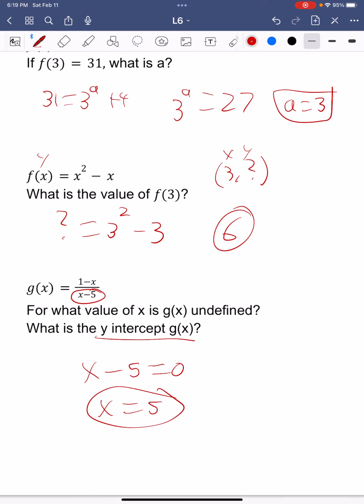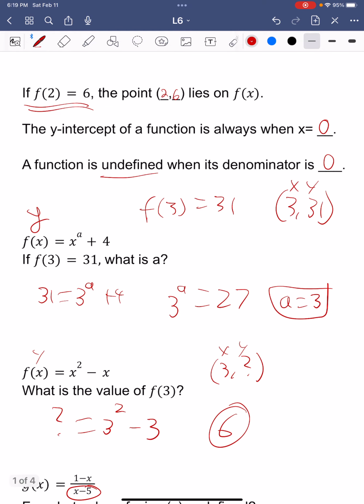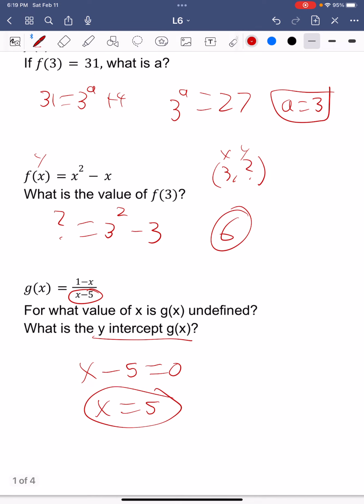For the second question, we could use our second fact. The y-intercept of a function is when x is 0. So if we plug in 0, we have 1 minus 0 over 0 minus 5, which is 1 over negative 5. This is the y-intercept of a function. All right.